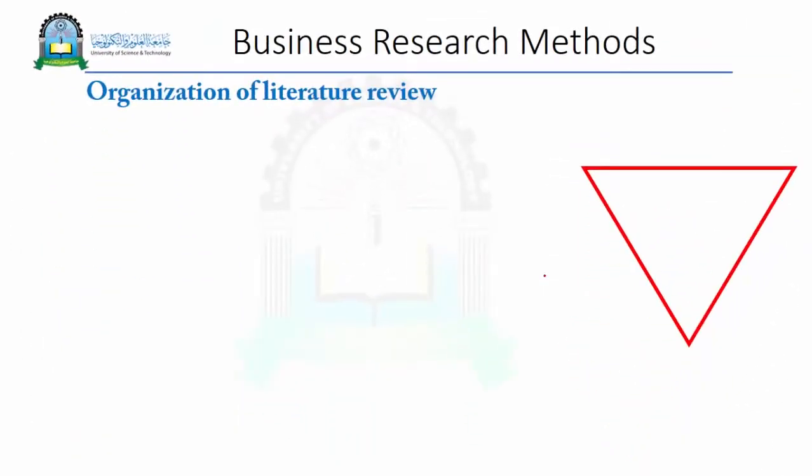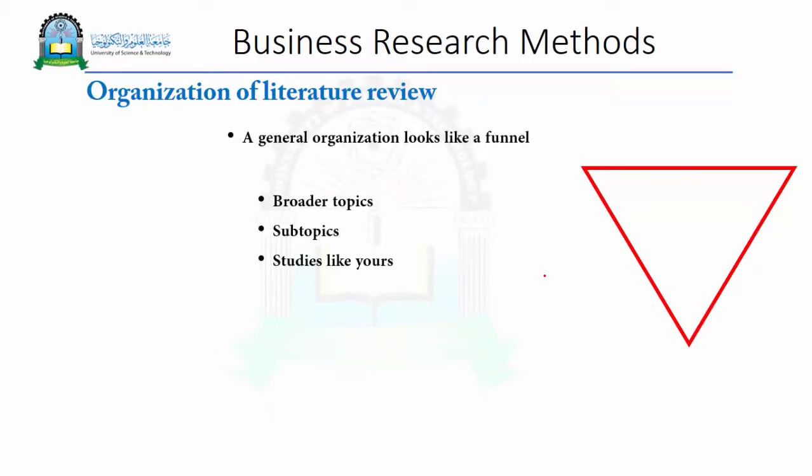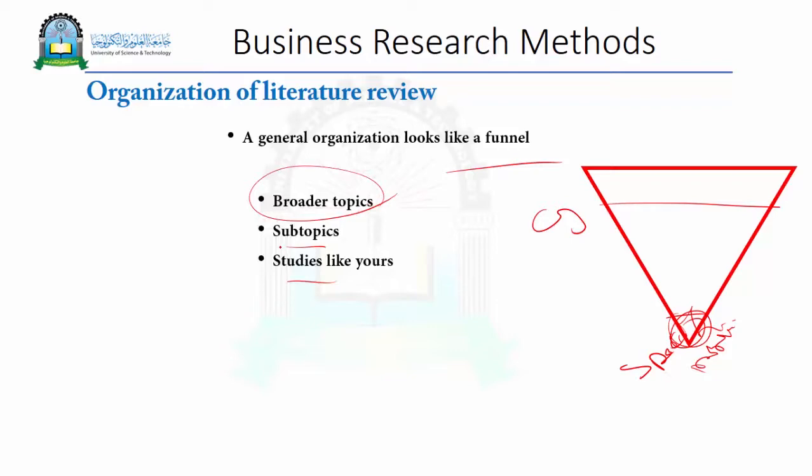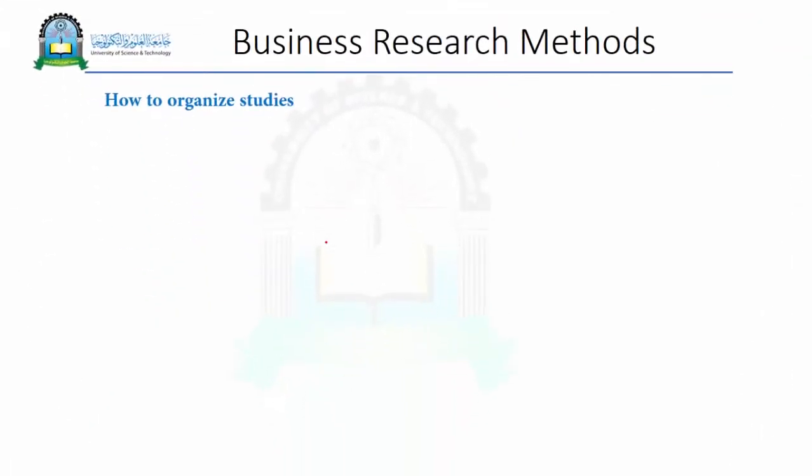We organize, as we said, the literature review in different ways. Of course, a general organization looks like a funnel, starting from general to specific. So here are broader topics, starting with general, and then here is specific, which is going to be the research area, the research problem you are doing research on. Subtopics second, and then studies like yours. So you organize from the general topics, then the subtopics, then studies like yours.